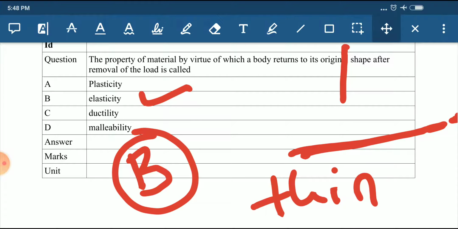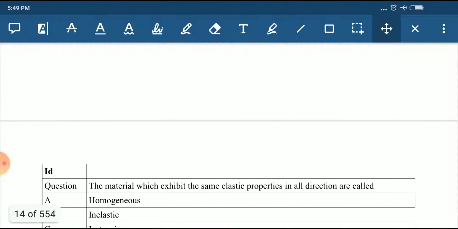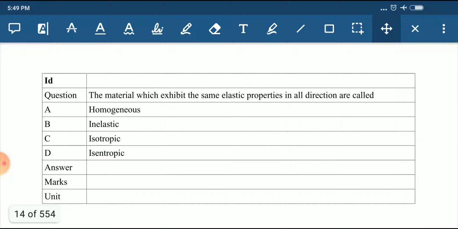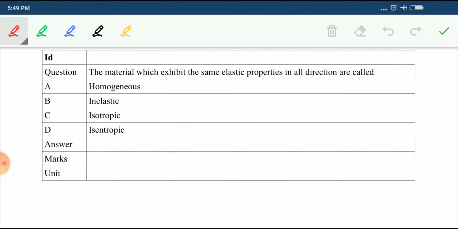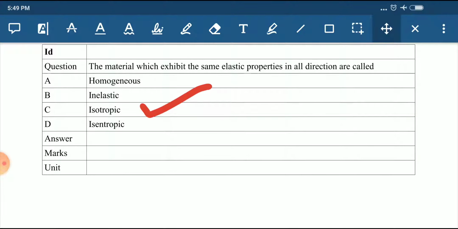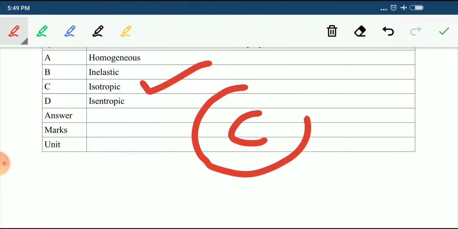Okay. Next, the material which exhibits same elastic property in all directions. Already we discussed. Which type of material is called? That is isotropic material. Okay, so answer C is for this question. C is the correct answer.